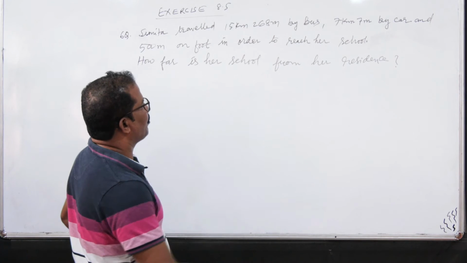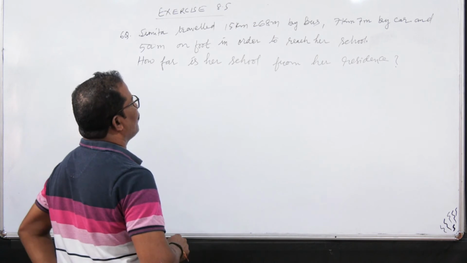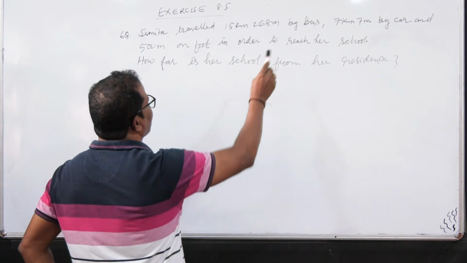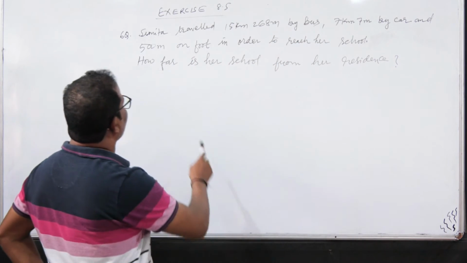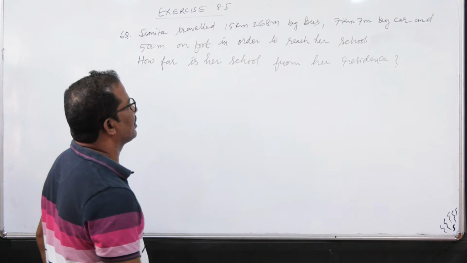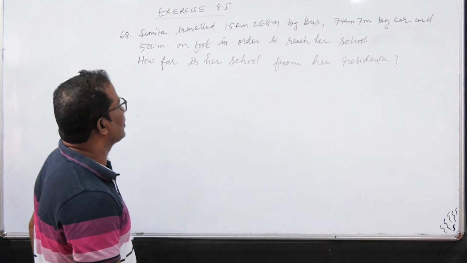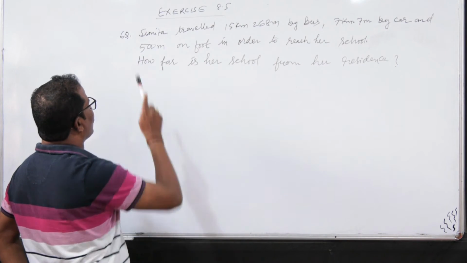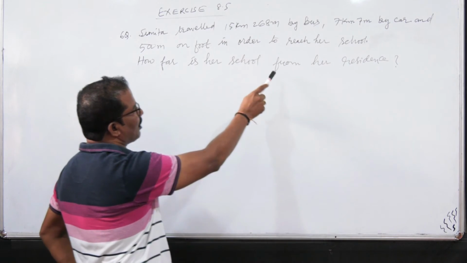That means from her residence to her school she has traveled by 3 modes: by bus, by car and on foot. So by bus how much distance did she travel? 15 kilometer 268 meter. And by car how much distance did she travel? 7 kilometer and 7 meter. And on foot she walked how much distance? 500 meter. So how far is her school from her residence?